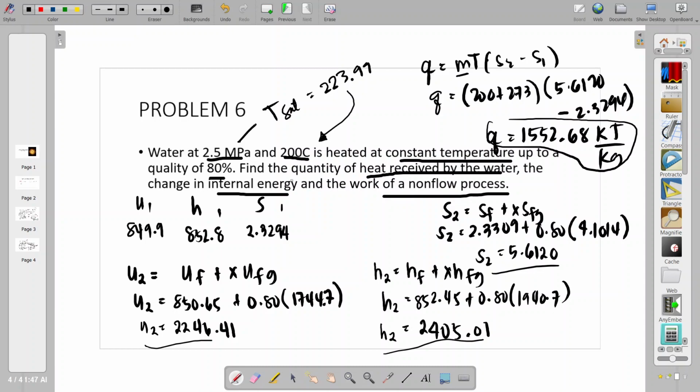Next is the internal energy. Delta U is equivalent to our U2, which is 2246.41, minus 849.9. Okay, so our delta U is 2246.41 minus 849.9, which is 1,396.51. And lastly, the work for non-flow.